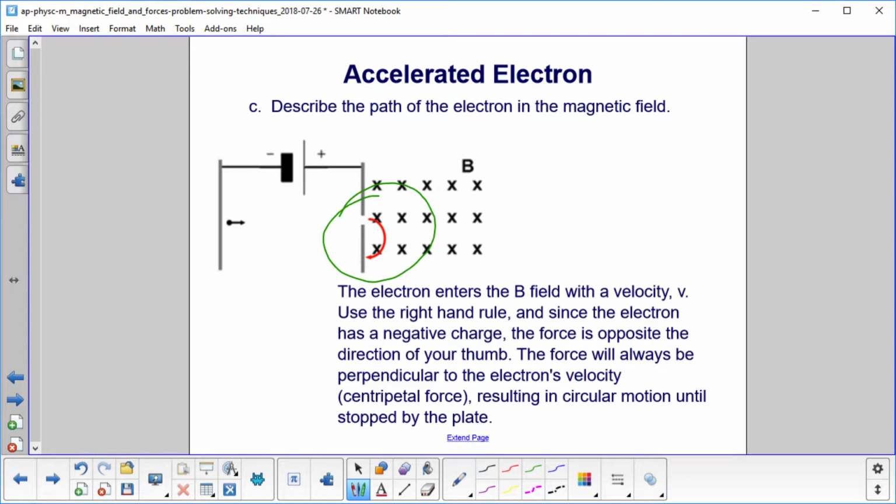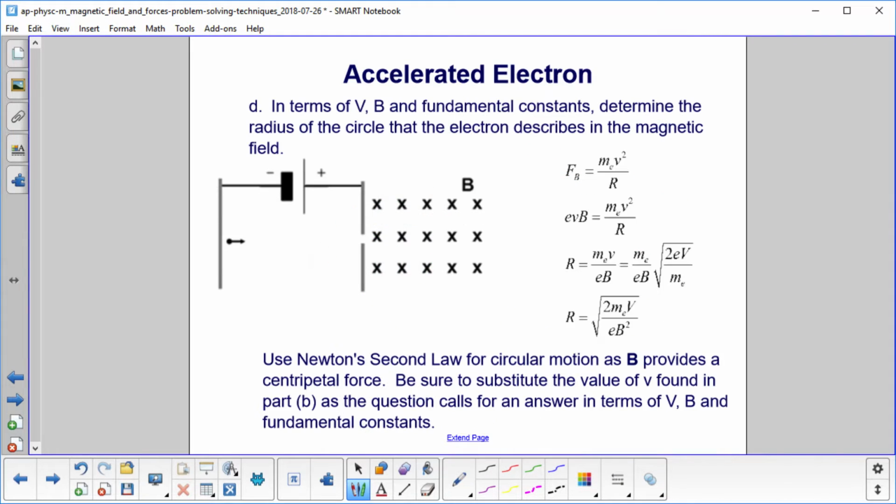So let's see. When the electron comes in like this, you put your four fingers to the right and put your palm in the direction of into the page, because that's where the magnetic field is. That tells you that the force is like this for a positive charge. But this is an electron, so the force will be down. And then because we have a centripetal force here, the force is perpendicular to the displacement, we get this circular orbit.